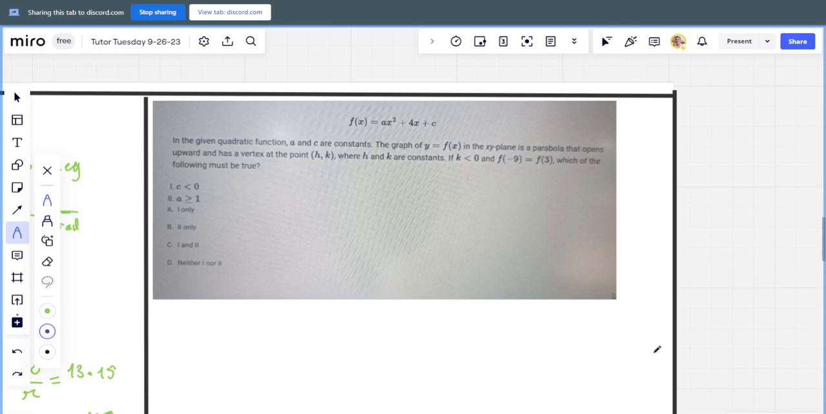I don't know, what do you guys think? It looks pretty complex, so let's go through this step by step. I know that f of negative 9 equals f of 3. That's super important, I think.